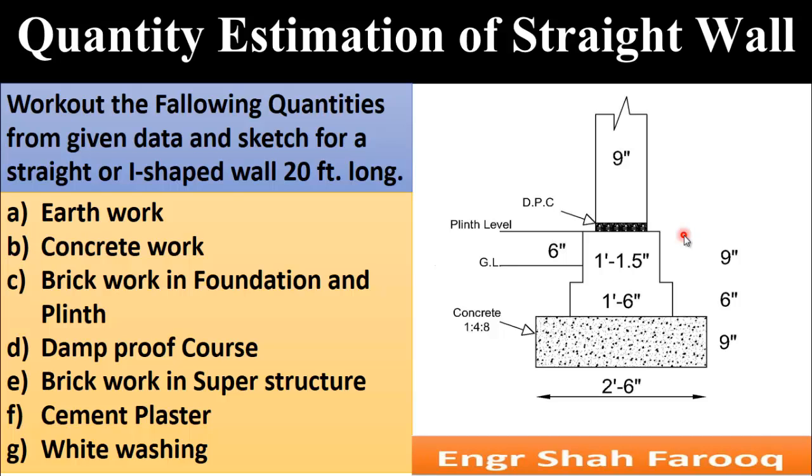Let's start today's discussion. To properly learn quantity estimation of a straight wall or I-shaped wall, we have selected an example which states: work out the following quantities from given data and sketch for a straight or I-shaped wall having 20 feet length. The items of work which we are going to calculate for this I-shaped wall are earthwork, concrete work, brickwork in foundation and plinth, damp proof course, shortly known as DPC, brickwork in superstructure, cement plaster, and whitewashing.